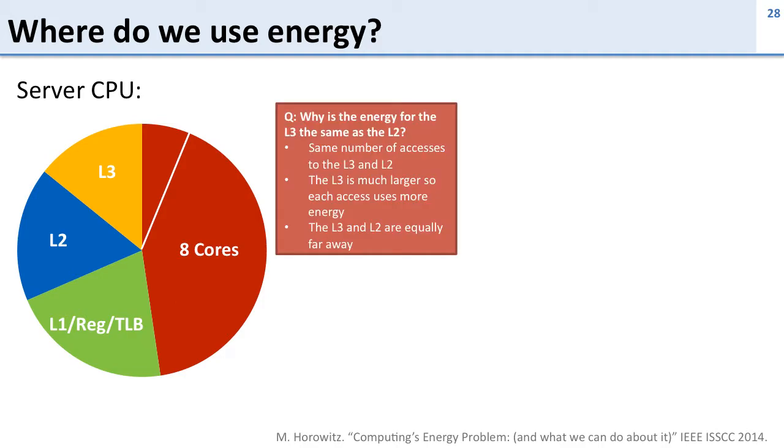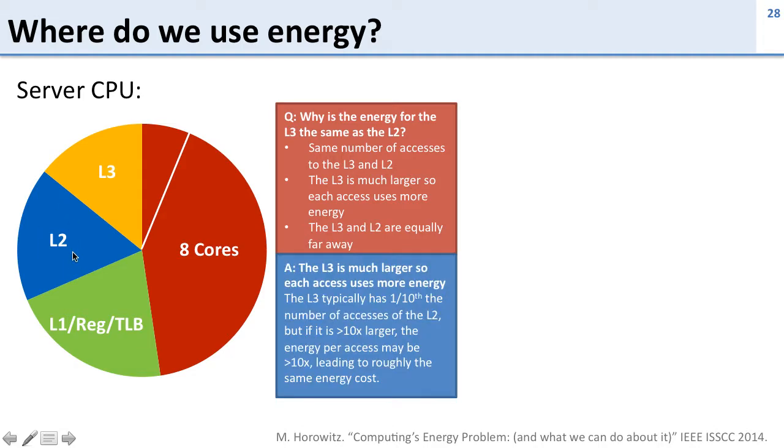Now, a question about this: why is the energy in the L3 the same as the L2? Well, the answer here is that the L3 is much larger. Even though it's accessed much less than the L2, because the L2 filters requests to it, it has enormously larger energy because it's just so much larger.